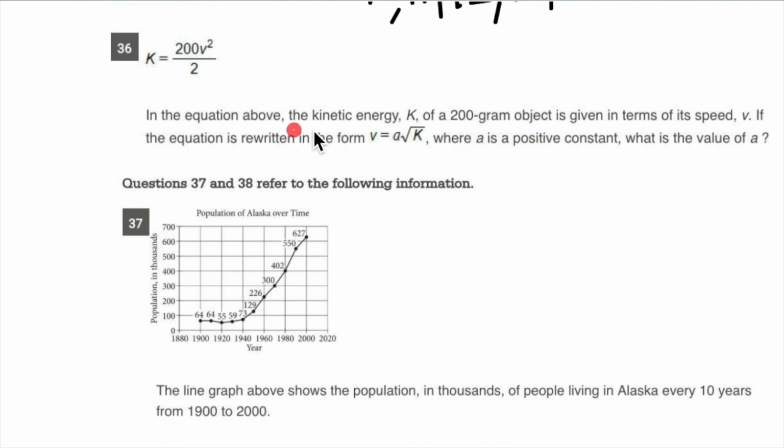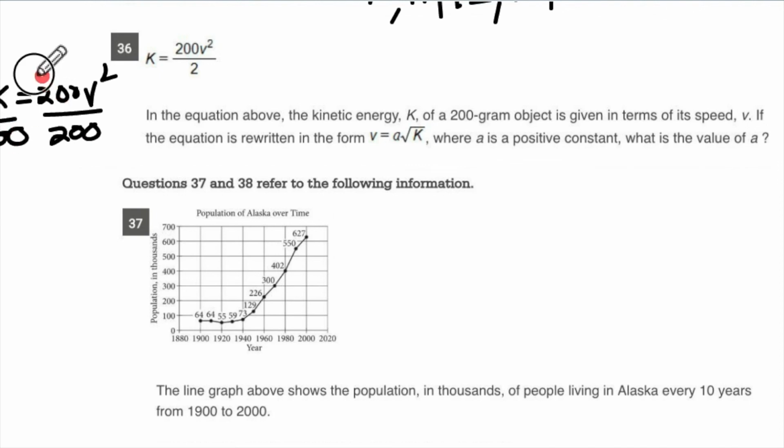So in the equation above, the kinetic energy K of a 200-gram object is given in terms of speed V. If the equation is rewritten in the form V equals A square root of K, where A is a positive constant, what is the value of A? So this is saying solve for V in terms of the other variables. So I'm going to solve this for V, cross multiply. So I'm going to get 2K equals 200 V squared. We're solving it for V, so I'm going to divide both sides by 200.